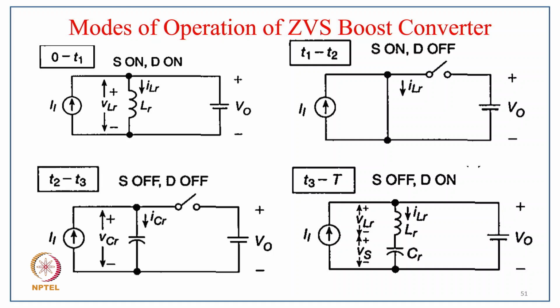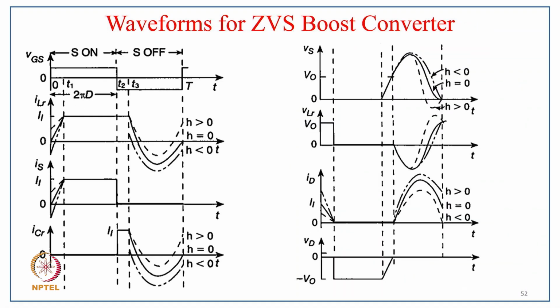And for the third mode, T2 to T3, typically the switch is off, as well as the diode is also off. So the path is through the resonant capacitor. Then in the fourth mode, the switch is off and the diode is on. So you can clearly see the resonant circuit of the switch comes in parallel with the source, and then the diode connects to the output voltage.